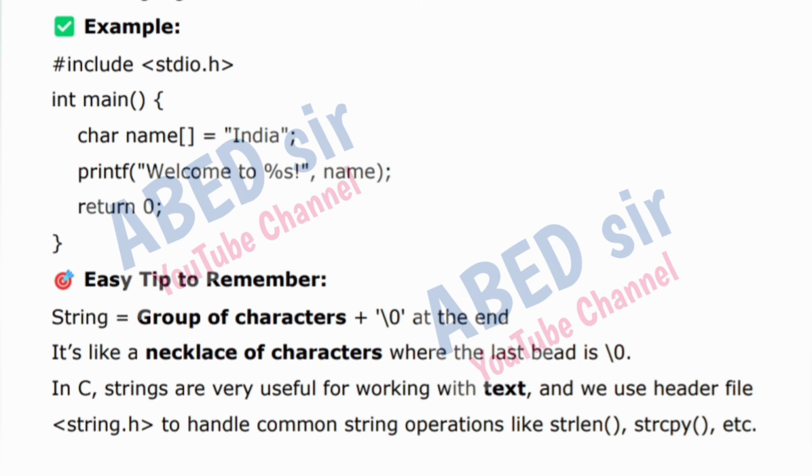String is equal to group of characters plus \0 at the end. It's like a necklace of characters where the last bead is \0. In C, strings are very useful for working with text, and we use header file string.h to handle common string operations like strlen, strcpy, etc.